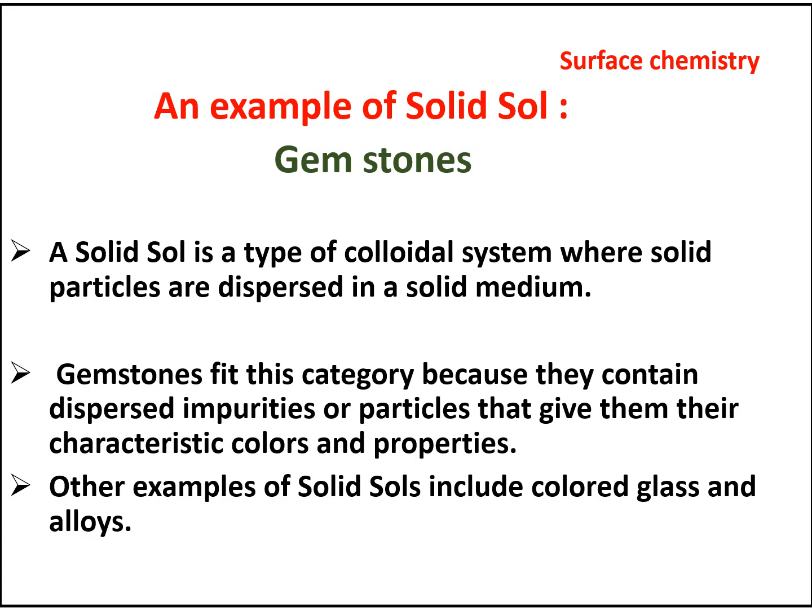Gemstones fit this category because they contain dispersed impurities or particles that give them their characteristic colors and properties. Other examples of solid sols include colored glass and alloys.